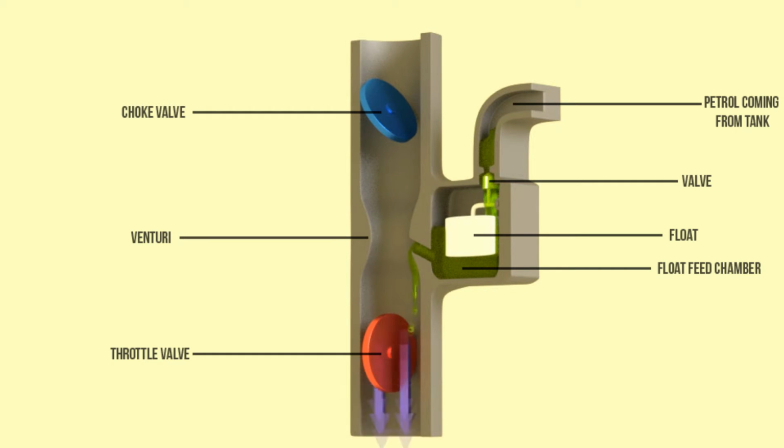In the center of the pipe, the air is forced through a narrow space called the venturi. This causes the pressure to drop and the air to speed up. A suction on the floor chamber is created through the drop in air pressure, which draws in more petrol.